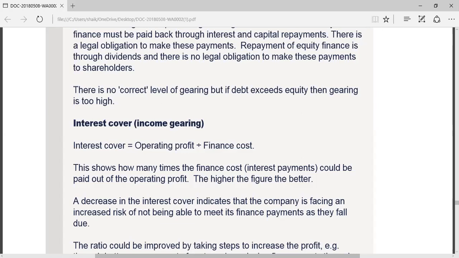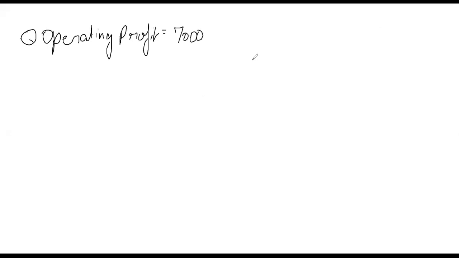Now, you know it very well, what do we basically mean by the finance cost? Finance cost means the amount of interest that we have to bear in order to pay the interest amount of the long-term debt. Now, let's create an example. Let's suppose the question states that the operating profit of a company is 70,000 and the finance cost of this company is, let's suppose, 20,000.